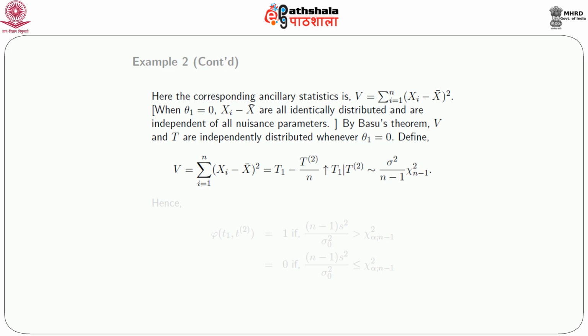Now we define V equal to summation (xi minus x bar) square, which is equal to (t1 minus t2 square by n). It is increasing in t1 for given t2, and follows sigma square chi square n minus 1. Hence, phi(t1, t2) is of the form 1 if (n minus 1) s square by sigma naught square is greater than chi square alpha, n minus 1, and 0 if (n minus 1) s square by sigma naught square is less than or equal to chi square alpha, n minus 1.